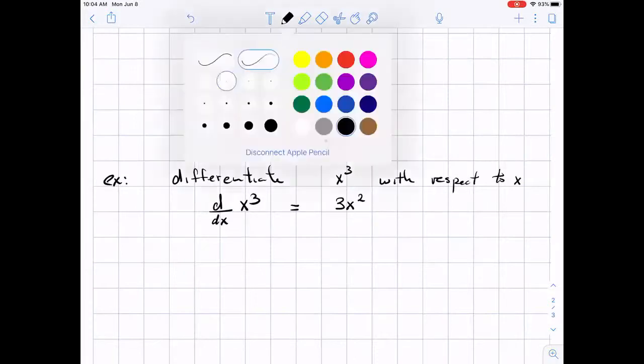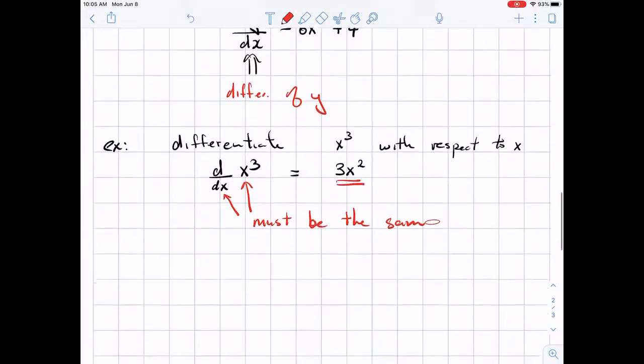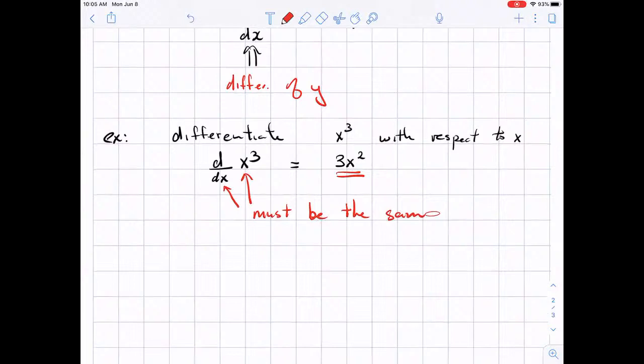So one thing to note is that this variable and this variable here must be the same before we can end up with this. If they're not the same, then we have to use implicit derivative, okay? We'll have to use implicit derivative.